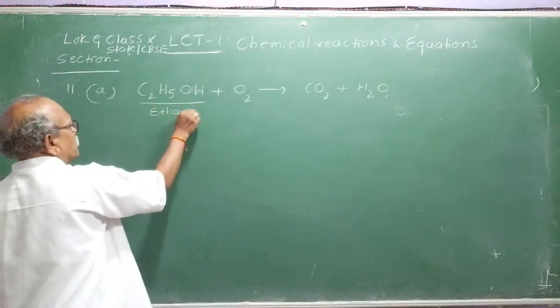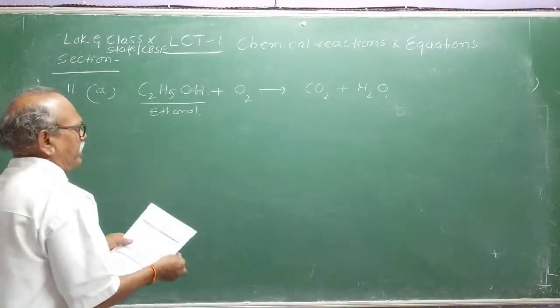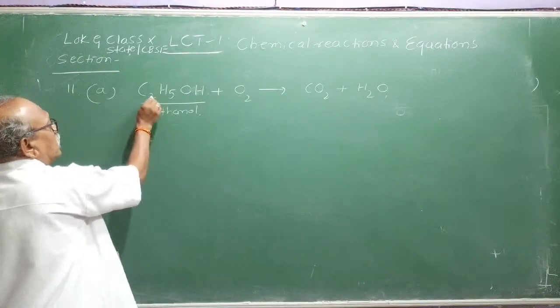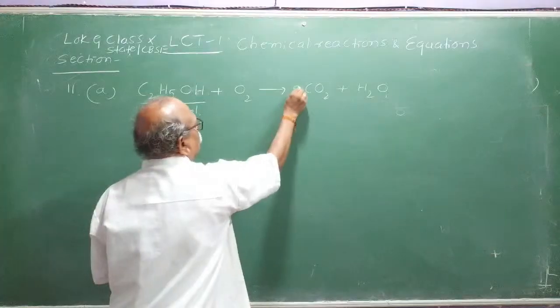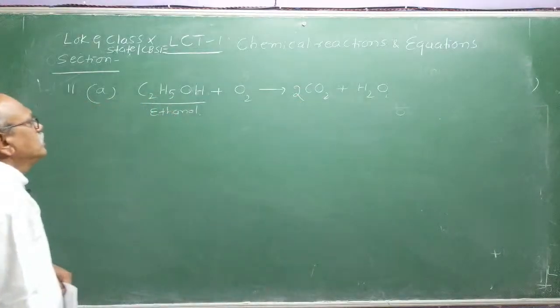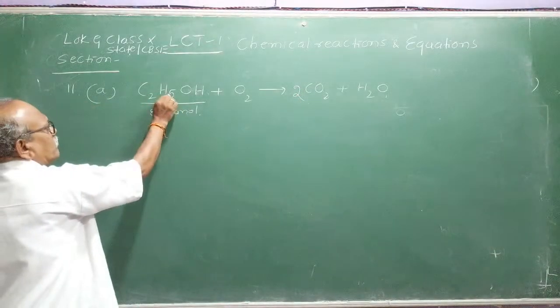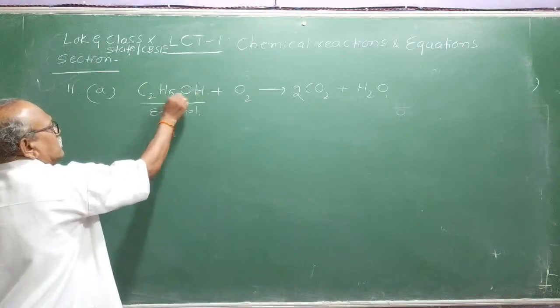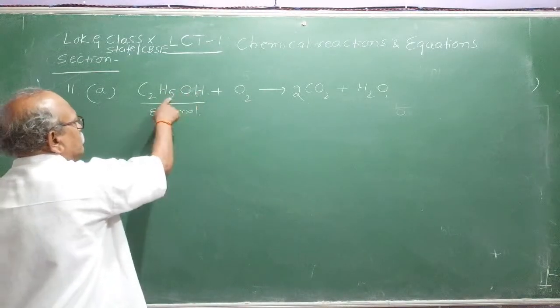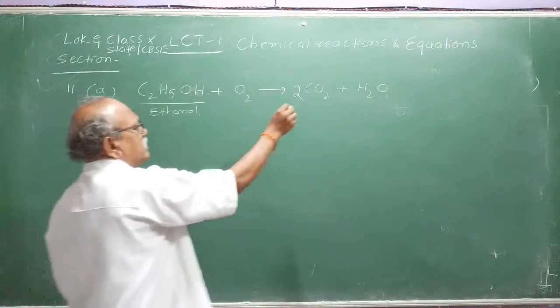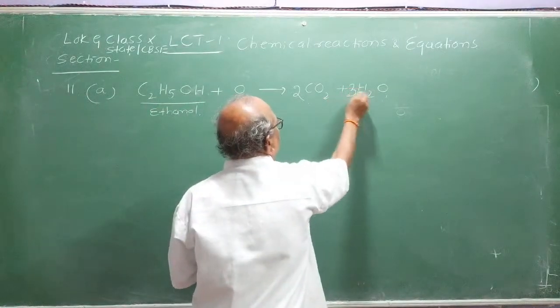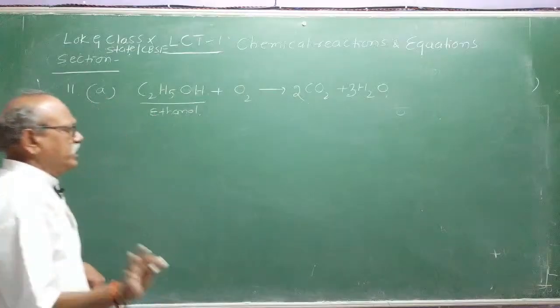Ethanol in the presence of air means it is a combustion reaction. Balance it. Carbon: 2 atoms, so take 2 to balance carbon. Then check hydrogen: 5 plus 1, 6. There are 6 hydrogen atoms, right? To balance it, I have to take 3 H2O. 3 times 2 is 6. Now check the number of oxygen atoms.